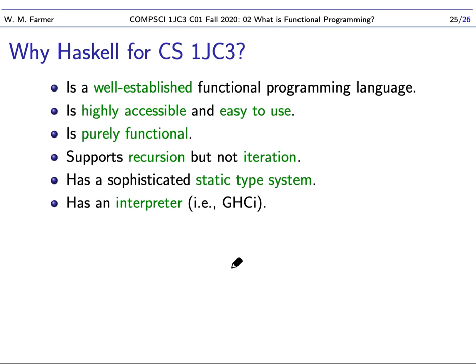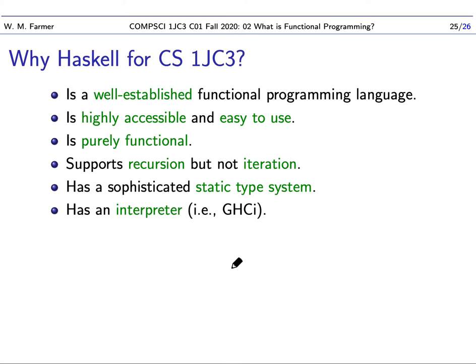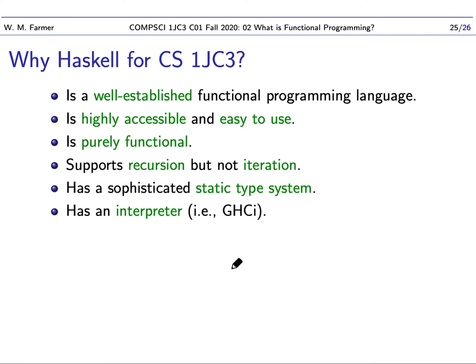Okay, so finally, let's talk a bit about why Haskell is good for computer science 1JC3. First, it is a well-established functional programming language, probably in many ways the most well-established pure functional programming language. It's highly accessible. You can get it everywhere. It's easy to use. As I said, it's purely functional. It supports recursion, but not iteration. So that means you're going to be forced to use recursion, which is a really good thing. It has a sophisticated static type system, so your programs will never produce type errors when they run. If they have type errors, you won't be able to run them because they won't type check.